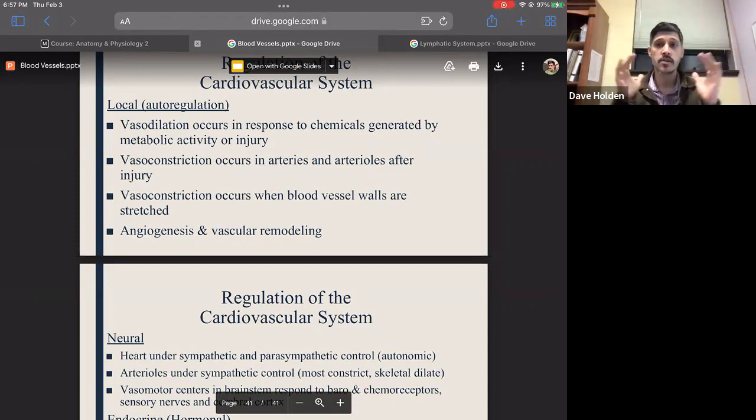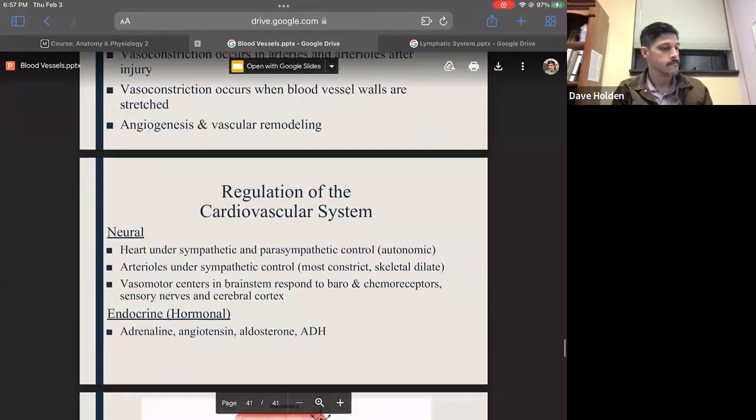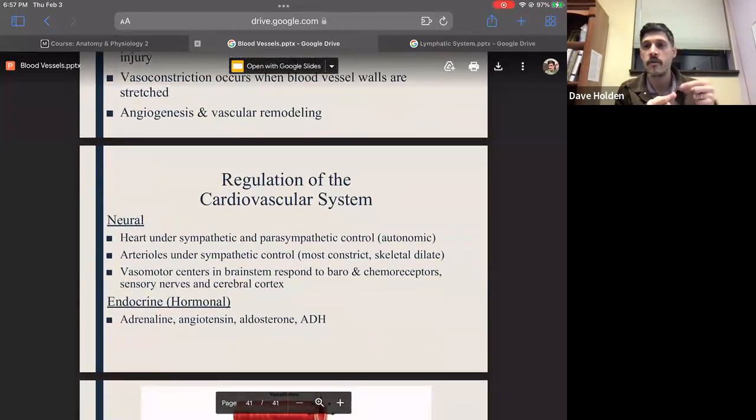Vasoconstriction occurs when blood vessel walls are stretched, which kind of makes sense. Why would I want to constrict something that's already constricted? We know it's dilated because those walls are stretched, so now I can start contracting them. Angiogenesis is the formation of new blood vessels, particularly after damage. So after a whole chunk of your arm has been cut off and now that chunk is regrowing, angiogenesis is the budding of new blood vessels, because we've got to build new ones, right?